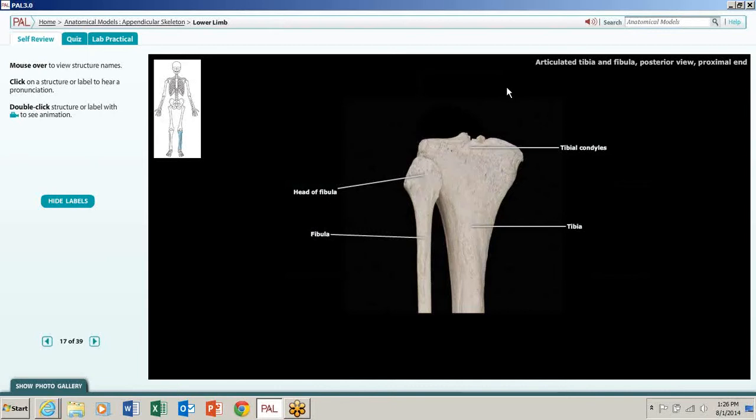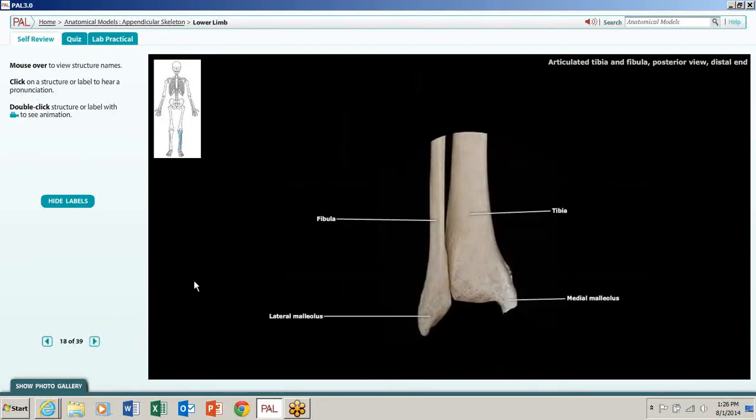There's the same thing, but it's looking at a proximal end, and it's a posterior view, so we can see the tibial condyles, the tibia, the fibula, and the head of the fibula. Here's the articulated tibia and fibula, a posterior view, distal end. So there's the tibia, medial malleolus, lateral malleolus, and the fibula.